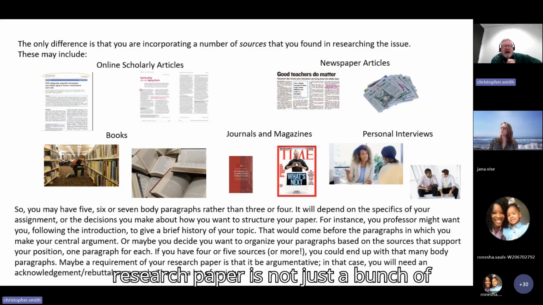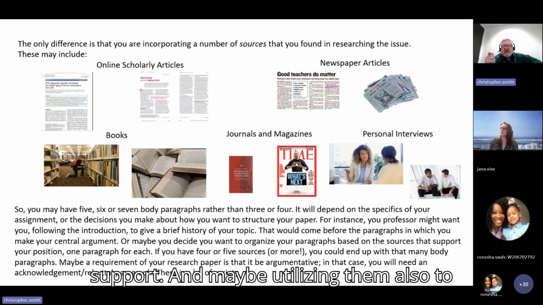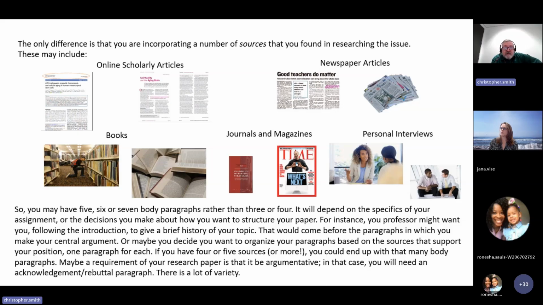A research paper is not just a bunch of articles quoted one after the other for no particular reason. And it isn't a completely objective, "these are just the facts, I'm giving you the data" sort of thing. You are still making an argument in your thesis that you are utilizing these sources to support, and maybe utilizing them also to show, if it's an argumentative research paper, which can exist, that you are aware of the opposition's position on the subject.